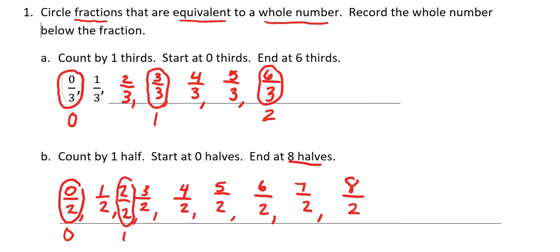Then I need 2 more halves to make another whole. That would be 4 halves. That would give me 2 wholes. And then 2 more halves would give me 6 halves, or 3 wholes. And then finally I would circle 8 halves. If I have 8 halves, I can make 4 wholes.